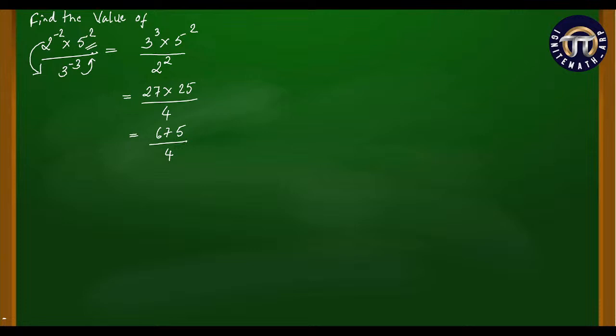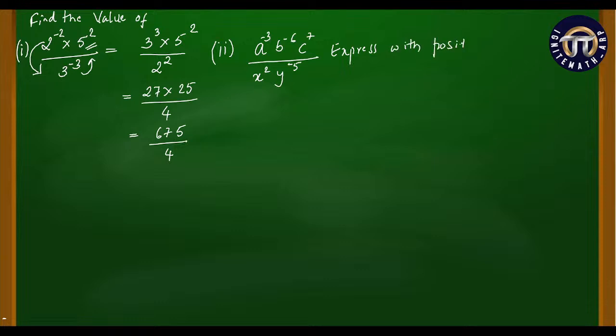That is nothing but indices only, but when you're taking the numbers, right? Suppose I'll take the second example. Look at the second example over here. Suppose I'm having 3 a to the power of minus 3, b to the power of minus 6, c to the power of 7 by x to the power of 2, y to the power of minus 5. The question is: express all the terms with the positive powers.